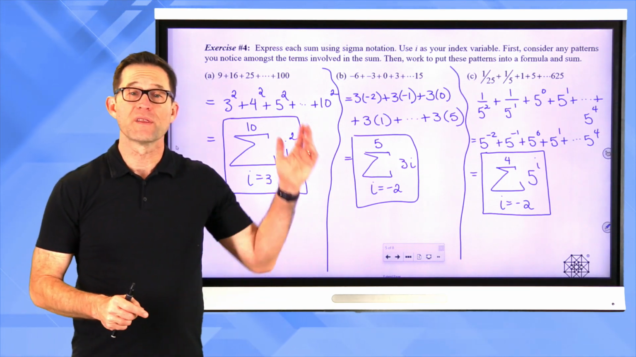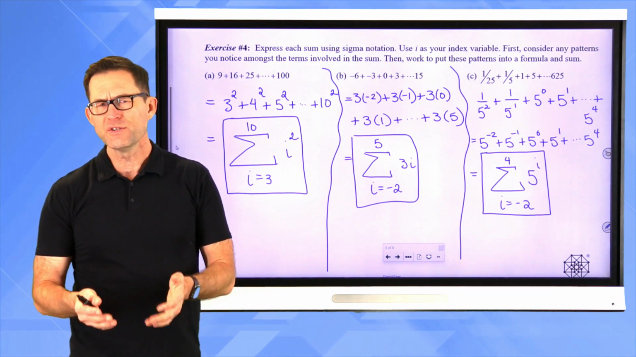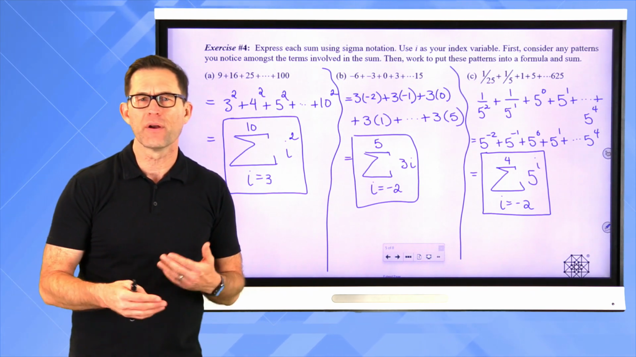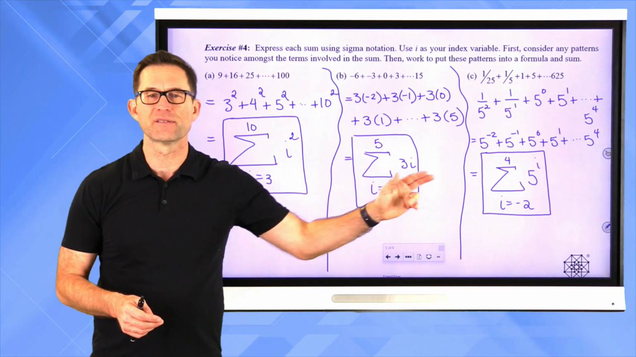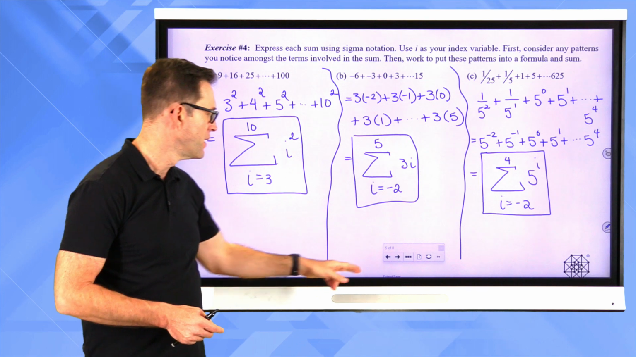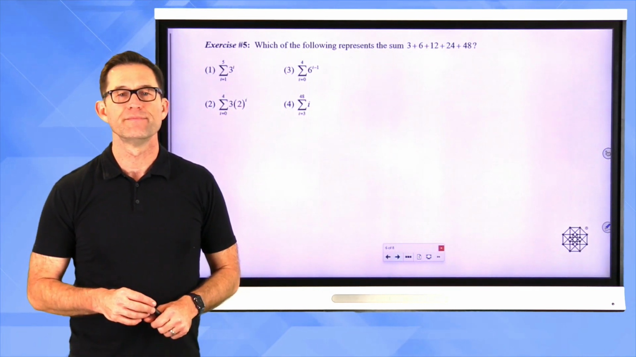Now, probably the hardest thing about these types of problems is recognizing the pattern. Once you have the pattern and the regularity of the pattern, then it's pretty easy to translate that into a summation. All right? But it can be tricky. Definitely can be. Number 5.